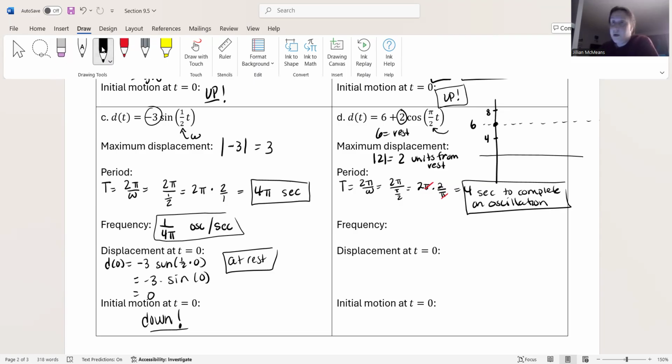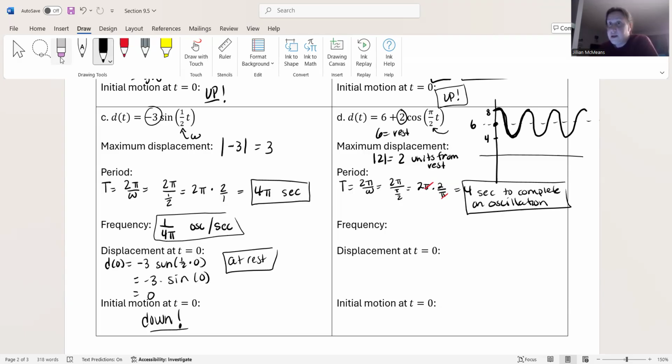With cosine, we don't start at rest. We start up here. So our graph would do like this. I just realized that I drew sine, not cosine. Okay, so that's what our graph would actually look like. All right, so we know that it's going to take 4 seconds to complete one full oscillation. So that means one full cycle is going to be this little critter right here.